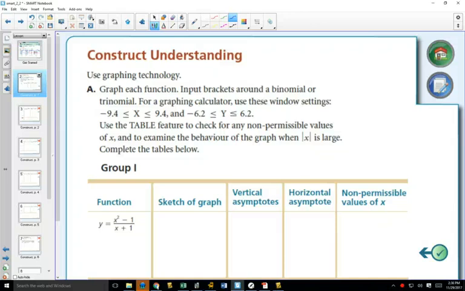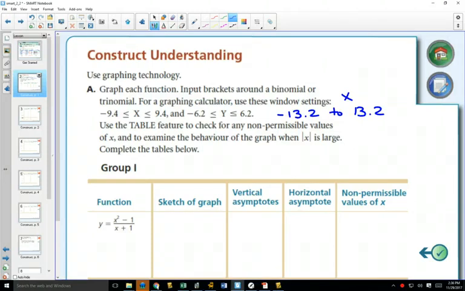Take out your graphing calculators, and if you have a TI-84 or a TI-83, set your window from negative 9.4 to 9.4 and negative 6.2 to 6.2. If you have the new fancy color version, the CE version, set your window from negative 13.2 to 13.2 for your X values.